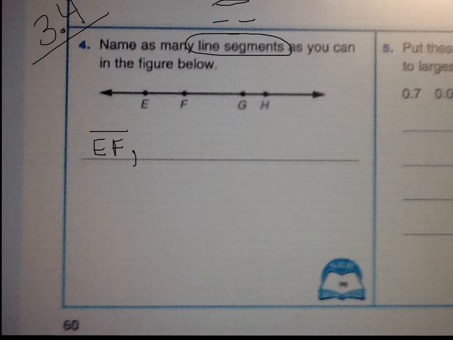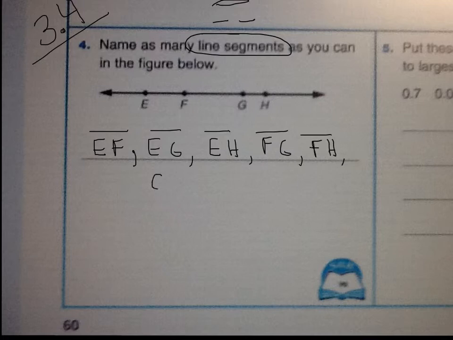Alright, let's see if we got all of them. So we have E, F. You might do E, G, E, H. We could do F, G, F, H, or we might have G, H. Any of these can also be flipped around the other way. So EF could be FE, EG could be GE, but we don't need to write down both of those because they are naming the same line segment.